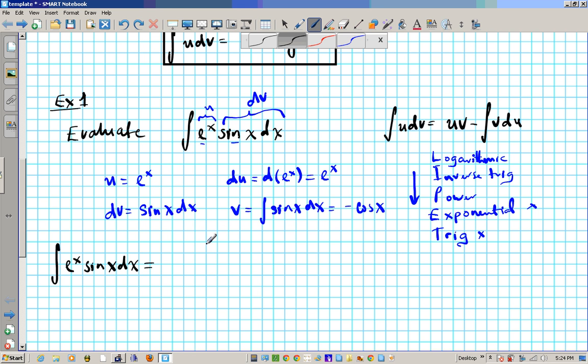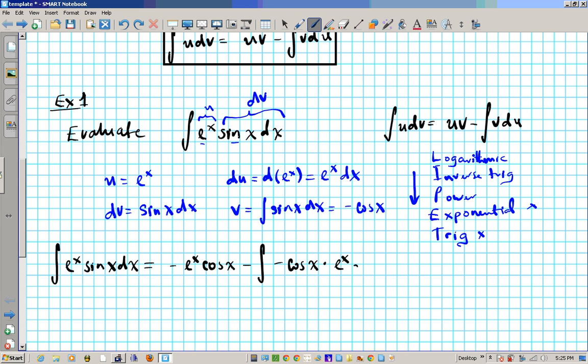So uv, you just multiply these two, is going to be negative e to the x cosine x, all right, minus the indefinite integral of v du. So v is negative cosine, so negative cosine x times du. Du is e to the x. Sorry, I forgot to put dx right here. Dx. Okay. All right. So it's going to be minus cosine x. So this is v. Du is e to the x dx.